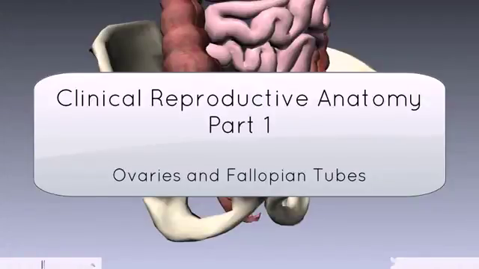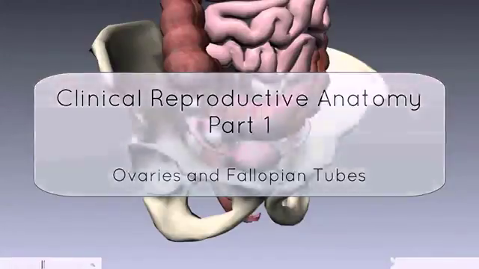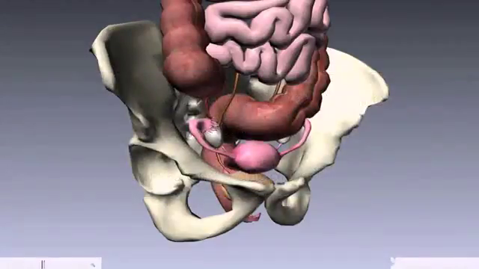Okay, so in this tutorial I'd like to introduce you to some clinical aspects in relation to the anatomy that I've discussed in the previous tutorials on the female reproductive anatomy. So we'll start from the top and work our way down. So we'll begin with the ovaries and look at some of the clinical aspects to consider in relation to the anatomy. So there are three things I'm going to talk about in relation to the ovaries.